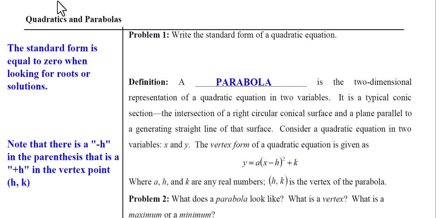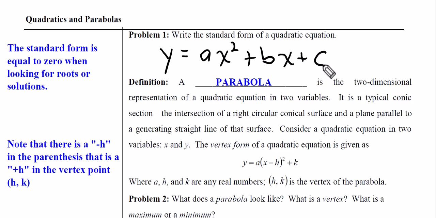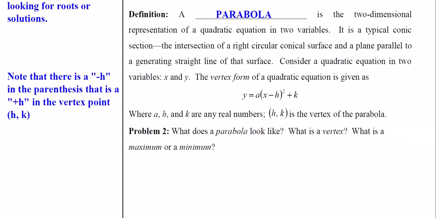A parabola is the graph of a quadratic. So we're going to go ahead and begin with the standard form of a quadratic equation, which has been on every set of our notes for this module, where a, b, and c are coefficients. We've seen this equal to 0 many times, and so when the standard form is equal to 0, we do that when we're looking for roots or solutions or other types of things that we'll see later on.